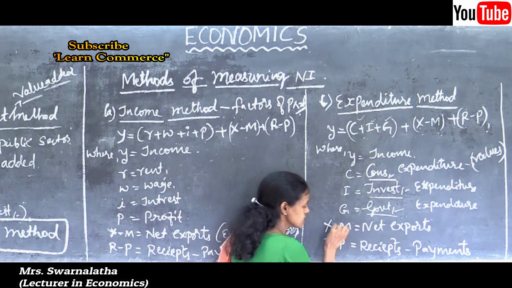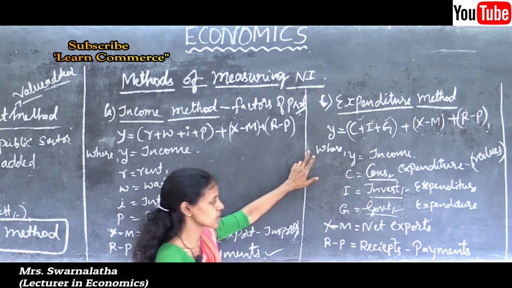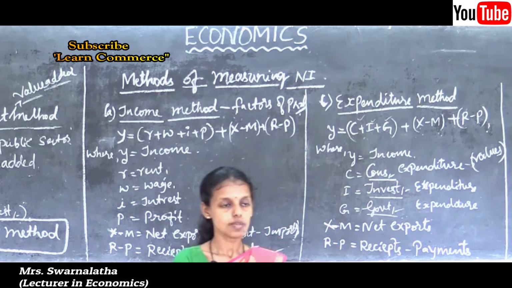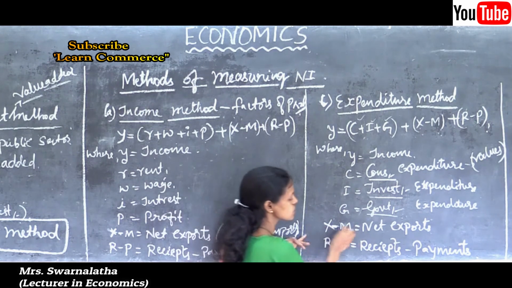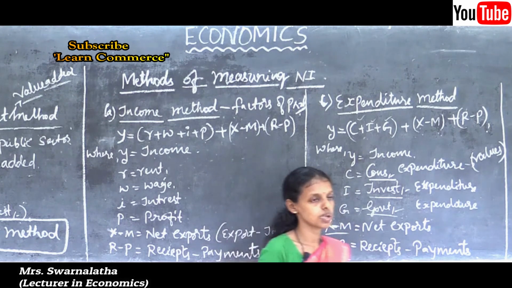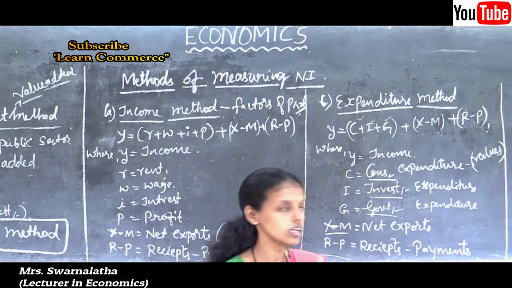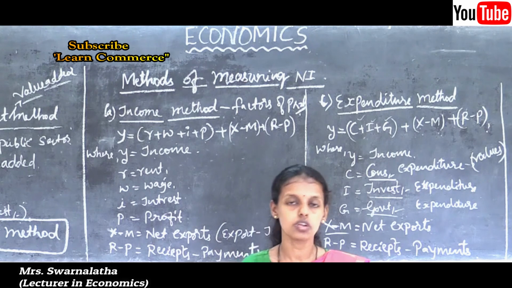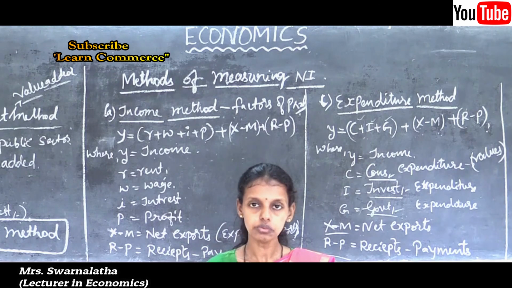X minus M means export minus import. Net exports are considered while calculating the expenditure method, meaning expenditure made on the exports, supplying the goods and services, a supply charge or service charge is there, that is also included while calculating national income. R minus P means receipts minus payments. Only the receipts we are considering. Receipts are the worth for us and payments are worse for the development of the country. Always receipts should be more than the payments, then only it is said to be a surplus balance of budget. Thank you for watching this video.